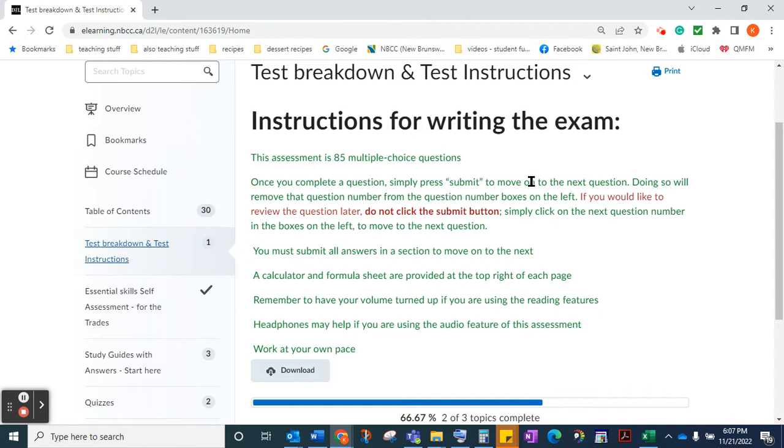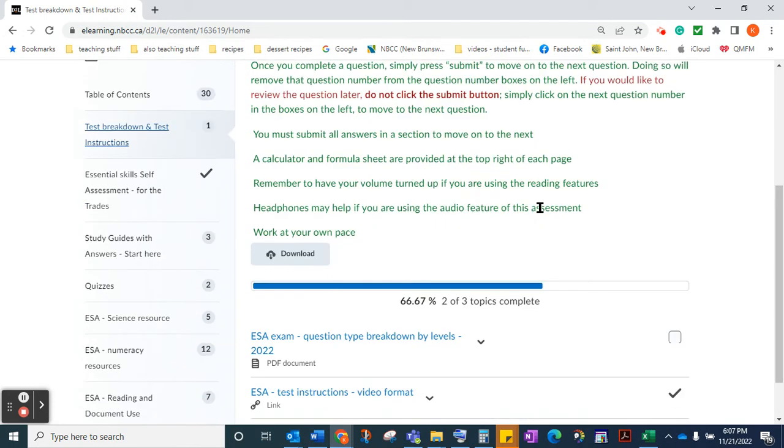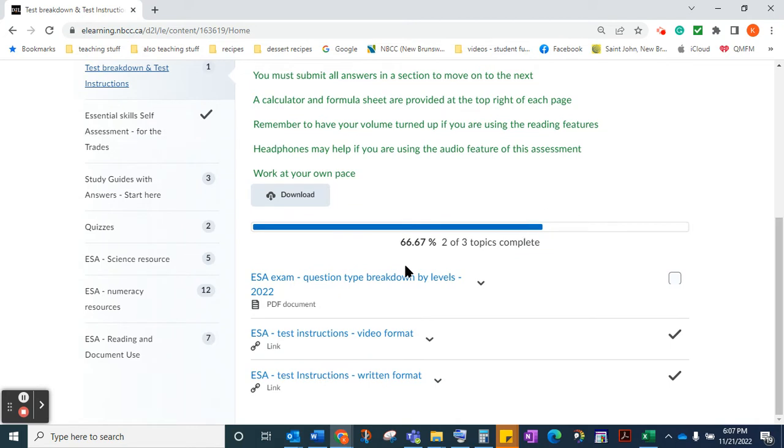Very important: if you don't calculate the answer to a question and you want to go back to it later, then you shouldn't hit the submit button. You want to just go to the next question number and come back to it later. If you hit submit, you can't go back. That's really important. Down below here, you're going to find this information.